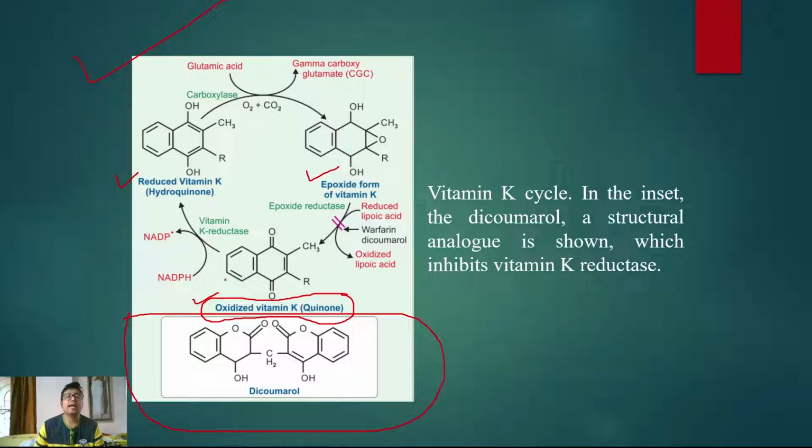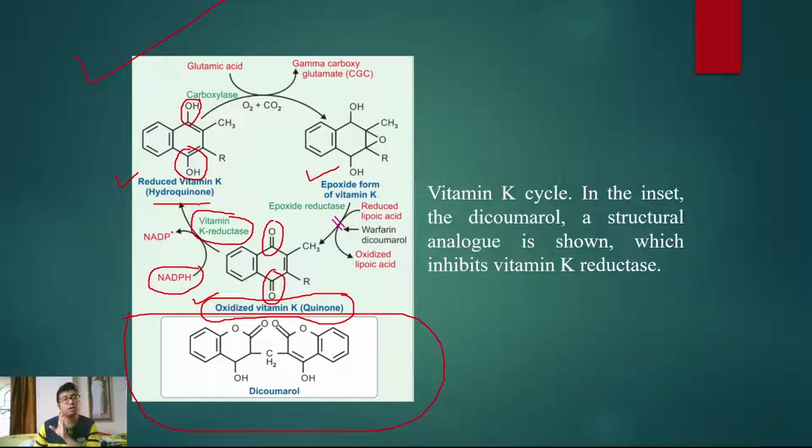Okay, it gets reduced by the enzyme vitamin K reductase. The quinone becomes hydroquinone. It's nothing but the keto groups are converted to OH groups. Reduction, simply, aldehyde or keto groups on reduction produce alcohol. The same thing is happening over here on both sides. It takes place with the help of a reductase enzyme, and the reducing equivalent uses NADPH.